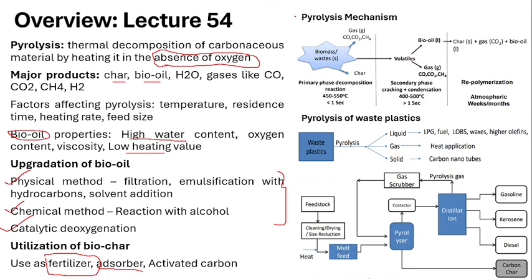Now, if you see the mechanism of pyrolysis, these are the different phases involved in the pyrolysis process. In the primary phase, decomposition reaction, it is a very short reaction, where the biomass can be converted into char or gas products. So mainly it is going to give out some volatiles. In the secondary phase, the cracking and condensation occurs.